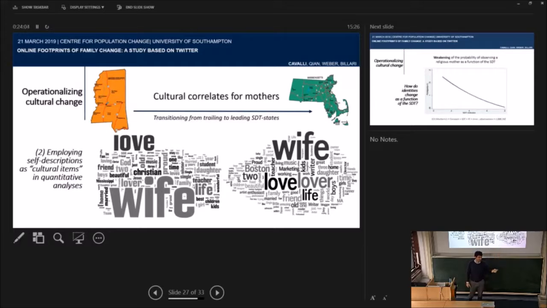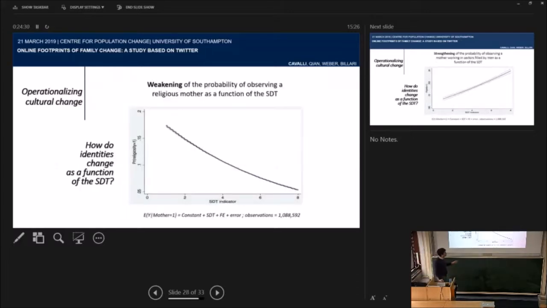Okay, so we want to, for example, take all the terms related to religion, Christian, God, what else? Churchgoer, etc., and then we create a dummy for users where these terms appear, and we say, okay, these users are religious. And when we regress these on the second demographic transition indicator, we can see that there's a weakening probability of observing a mother who defines herself as a religious person, or who has religious terms, as a function of the second demographic transition indicator, something that we would expect. As you can see, it's quite a monotonic decrease.